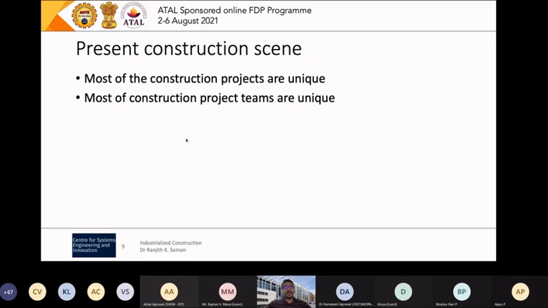And how do we build projects? It's mostly with unique construction project teams. One set of people working on a project might go into the next project. Some will be retained, but new people come in, and some of the existing people in the team go away. What is the problem with that? All the knowledge gained in the previous project gets dissolved when you come to the new project.